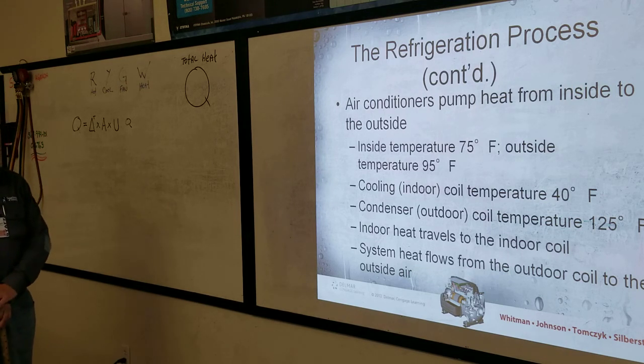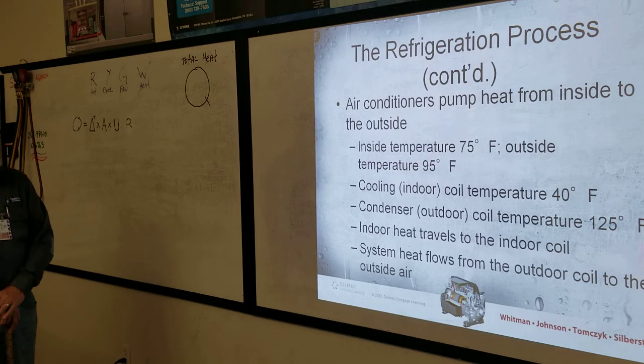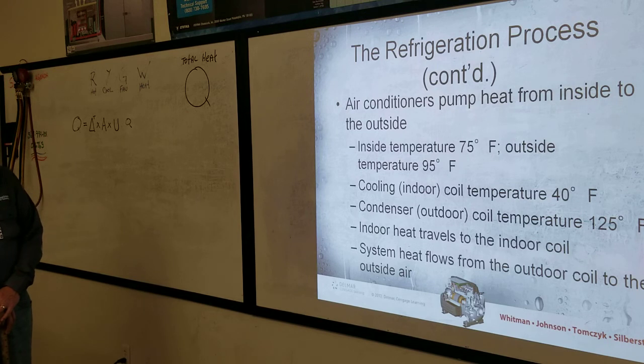The refrigeration process continued. Air conditioners pump heat from inside to the outside. Inside temperature 75 degrees Fahrenheit, outside temperature 95 degrees Fahrenheit. Cooling indoor coil temperature is 40 degrees Fahrenheit. The condenser outdoor coil temperature is 125 degrees Fahrenheit.